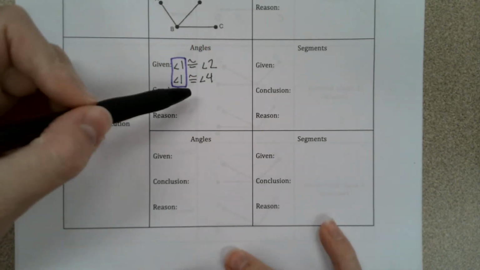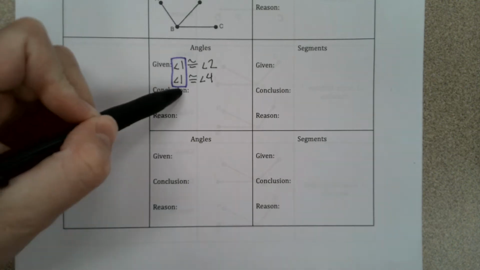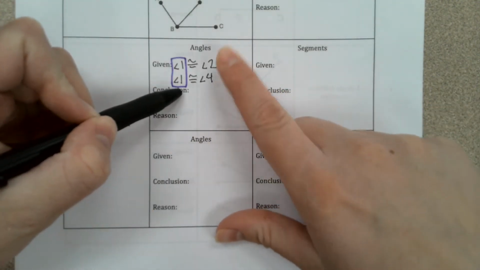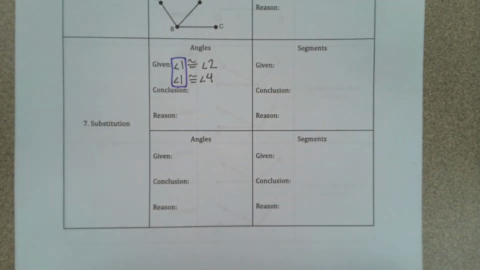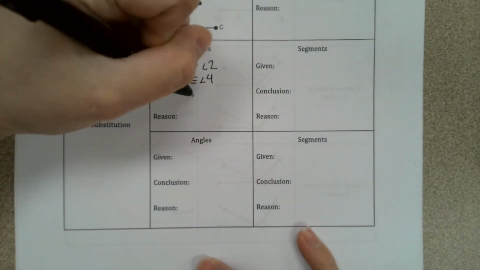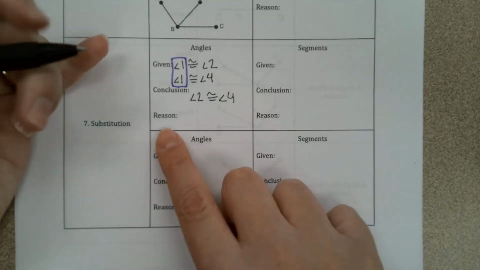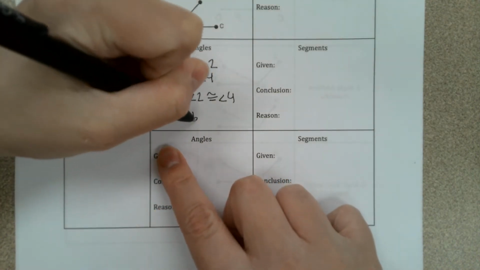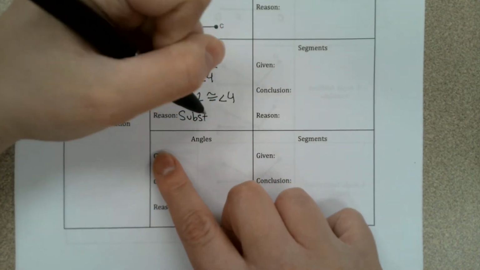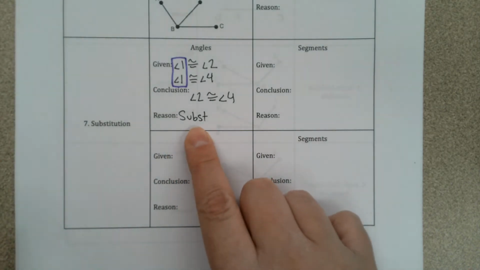So what I do is I like to box in the common angle, and then the 2 that are left, I'm going to say that those are congruent in my conclusion. So now my conclusion is angle 2 is congruent to angle 4. And my reason is substitution. I love to abbreviate this one. If you're going to do it like this, S-U-B-S-T.